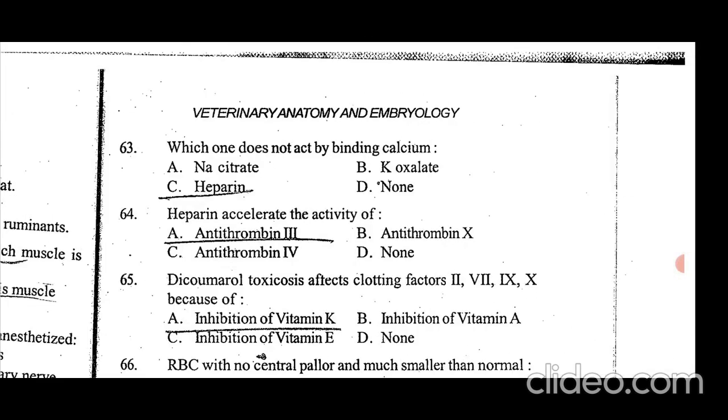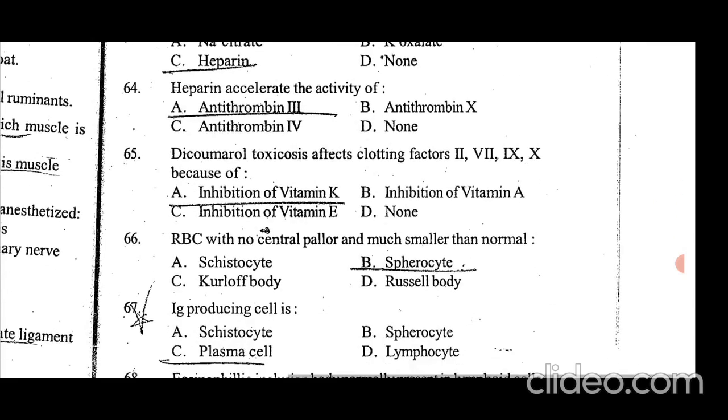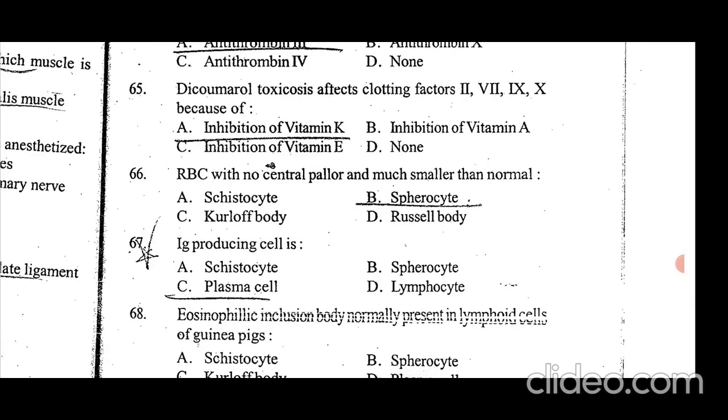Which one does not? Heparin does not bind calcium. Heparin accelerates antithrombin 3. Decumoral toxicosis inhibits vitamin K that affects factors 2, 7, 9 and 10. Red blood cells with no central pillar and much smaller are spherocytes.